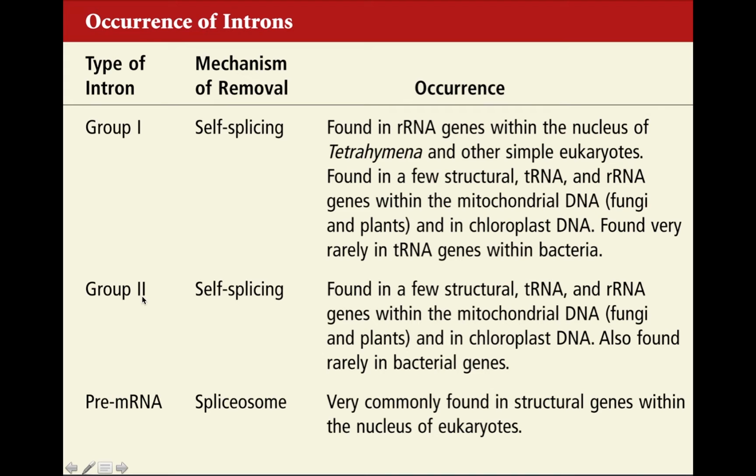These group 2 introns are found in some tRNAs, ribosomal RNAs, some fungi and plants, and chloroplasts, and some bacterial genes, but very rarely. And the group 1 introns also in some lower eukaryotes, in tRNAs, and some mitochondria, and chloroplasts as well.